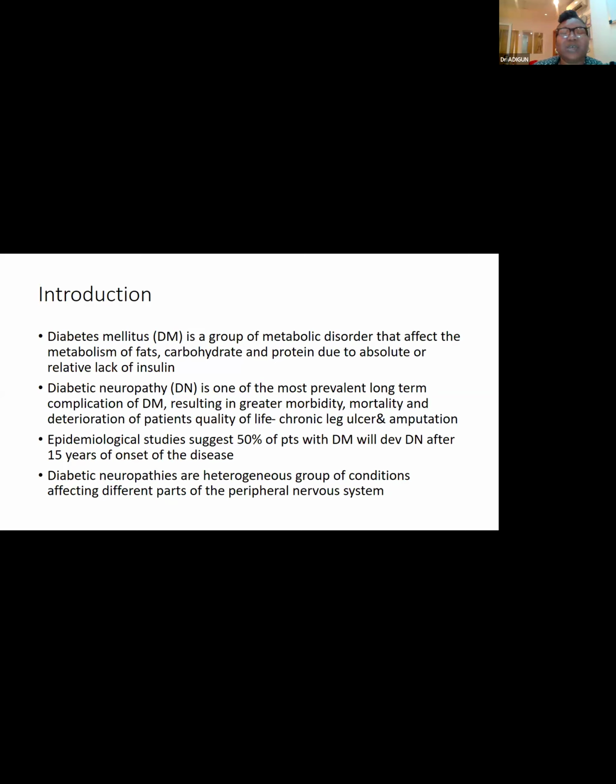Epidemiological studies suggest that 50% of patients with diabetes mellitus will develop diabetic neuropathy 15 years after the onset of the disease. So it's been known that long duration of diabetes mellitus will predispose the patient to diabetic neuropathy. Diabetic neuropathies are a heterogeneous group of conditions affecting the peripheral nervous system.